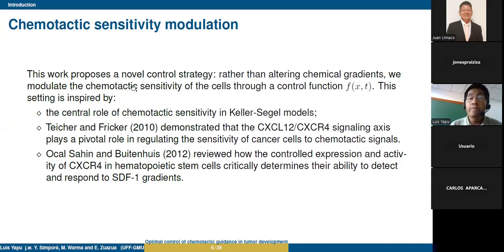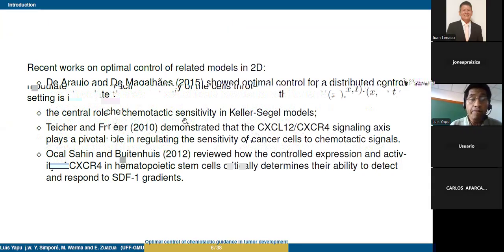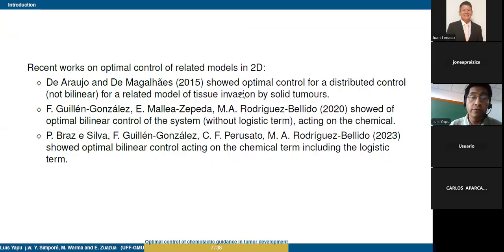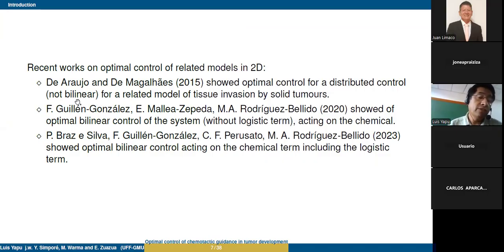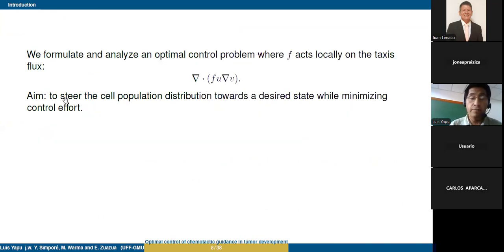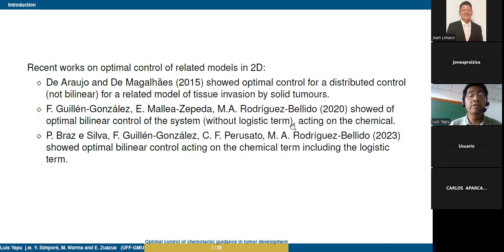The basic works we used to do this work are those ones, which are already optimal control, but here this is a distributed control, not bilinear. This is the problem: since we are working with density of populations, we can't have a negative density. So it's better to work with a bilinear control. So these are the other works.